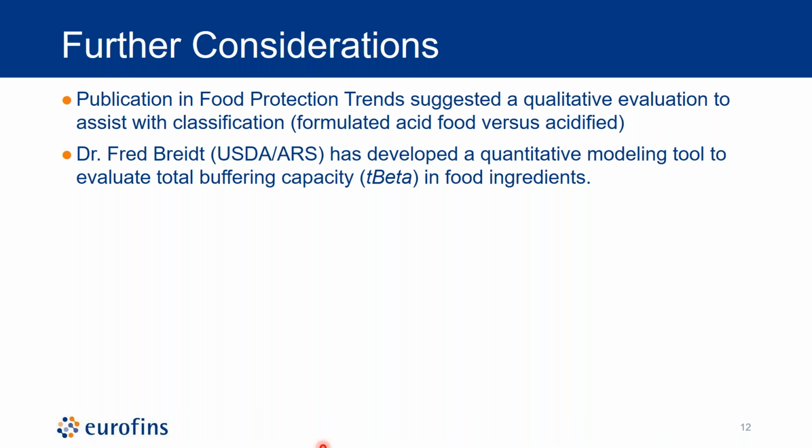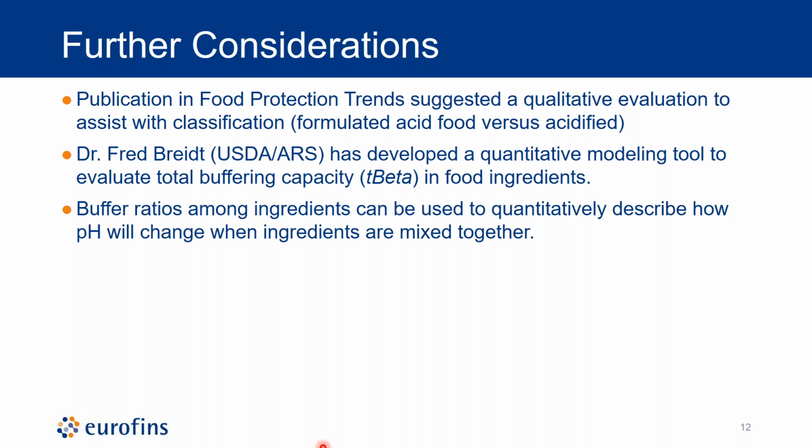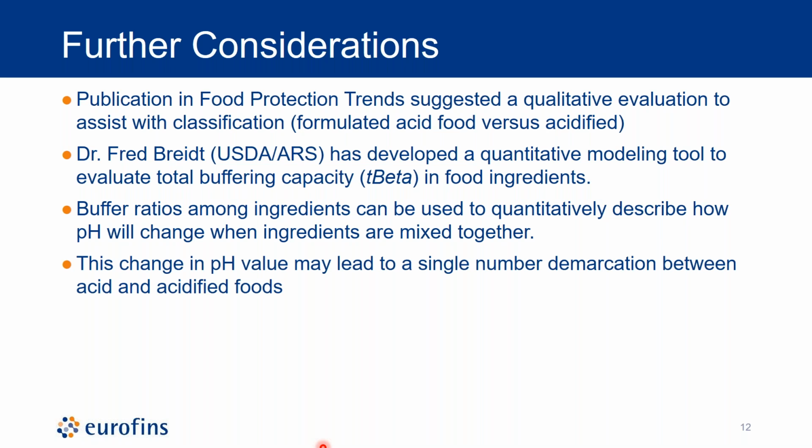The acidified food groups have really followed Dr. Fred Bright's recommendations for a long time. I'm talking about the FDA. So the fact that he's working on this approach that mimics the approach that we propose in the Food Protection Trends article, but using a more quantitative approach to determine the buffering capacity of these products and the time that it takes for the pH to change when ingredients are mixed together. This may allow a single number demarcation between acid and acidified foods by using the ratio of this buffering capacity. So this is under development.